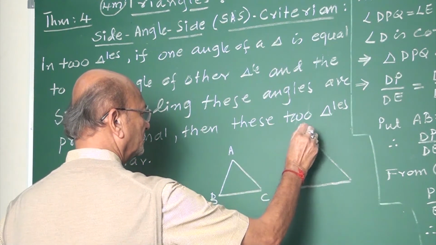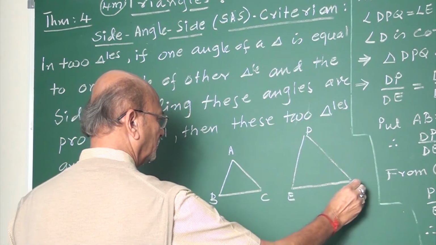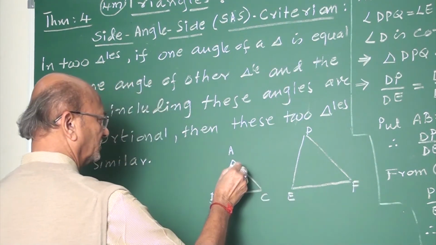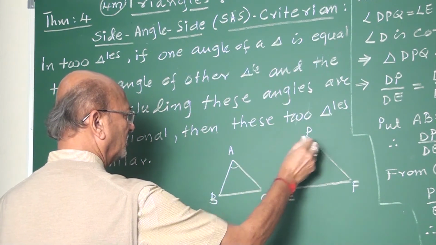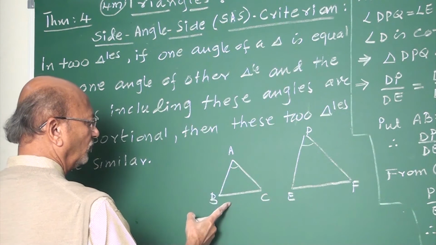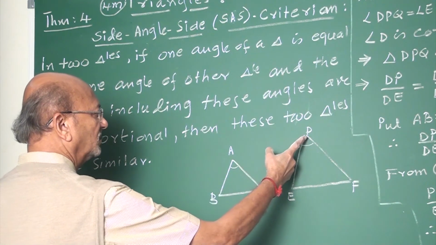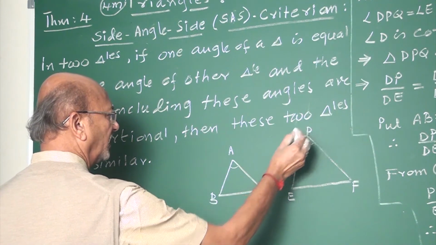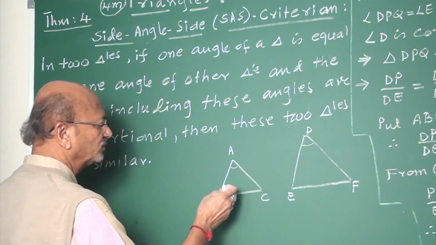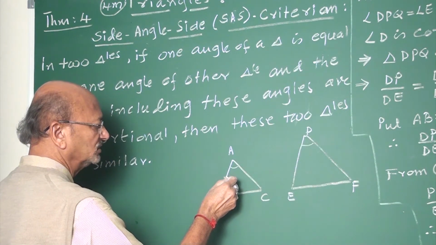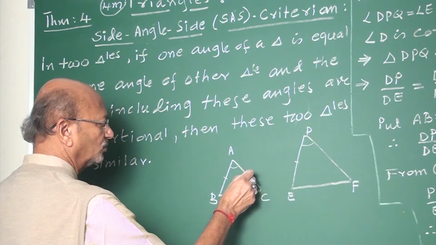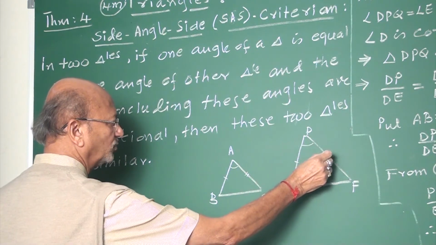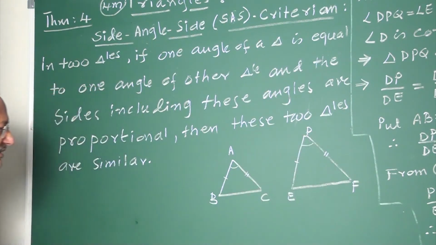This is DEF. Yes, my friend. Angle A equal to angle D, one angle of a triangle is same as one angle of another triangle. And the sides about these two angles, sides means what? This upon this is proportional, equal to this upon this, corresponding sides. Right, my friend.